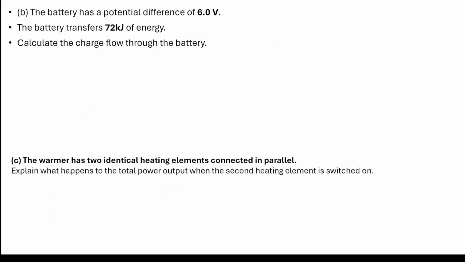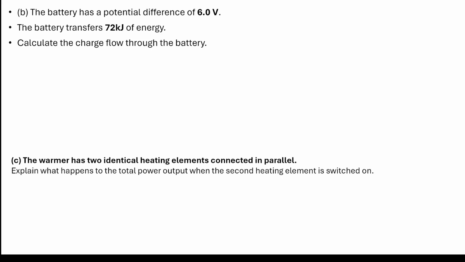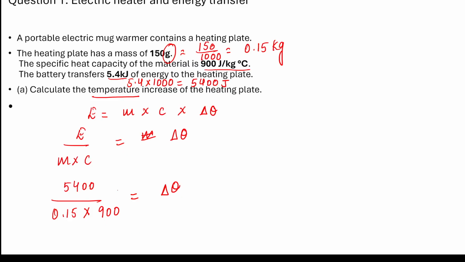Okay, I'll show you the answers. In a minute I'll just show you the answers. So this one is just asking you temperature change. Now let's see what the other question is asking you.